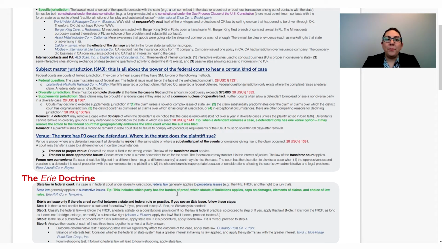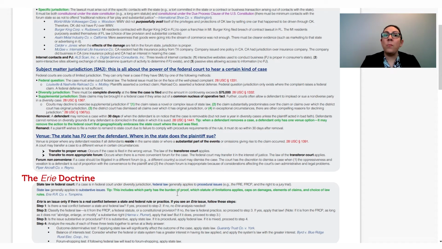Venue is proper where any defendant resides if all defendants reside in the same state, or where a substantial part of the events or omissions giving rise to the claim occurred. So if the defendant resides in the Eastern District of Michigan, the Eastern District of Michigan would be the appropriate place to hear that case. If the events giving rise to the lawsuit happened in the Western District of Michigan, then the Western District of Michigan would be the appropriate place to hear that case.